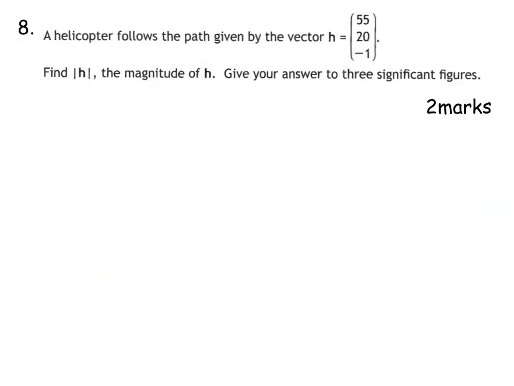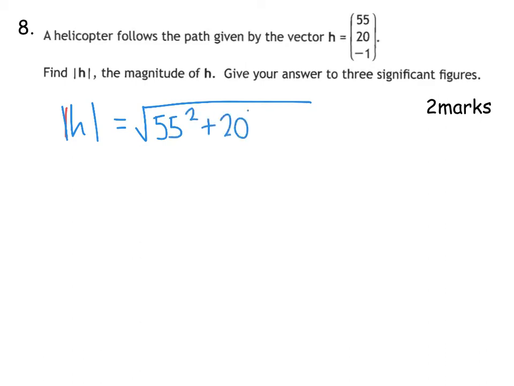Question 8, we have a magnitude question, and it's a nice straightforward one. So the magnitude of h is when you do the square root and you take each of your numbers and square them and add them. So 55 squared, add 20 squared, add minus 1 squared. And you literally go straight to your calculator now.